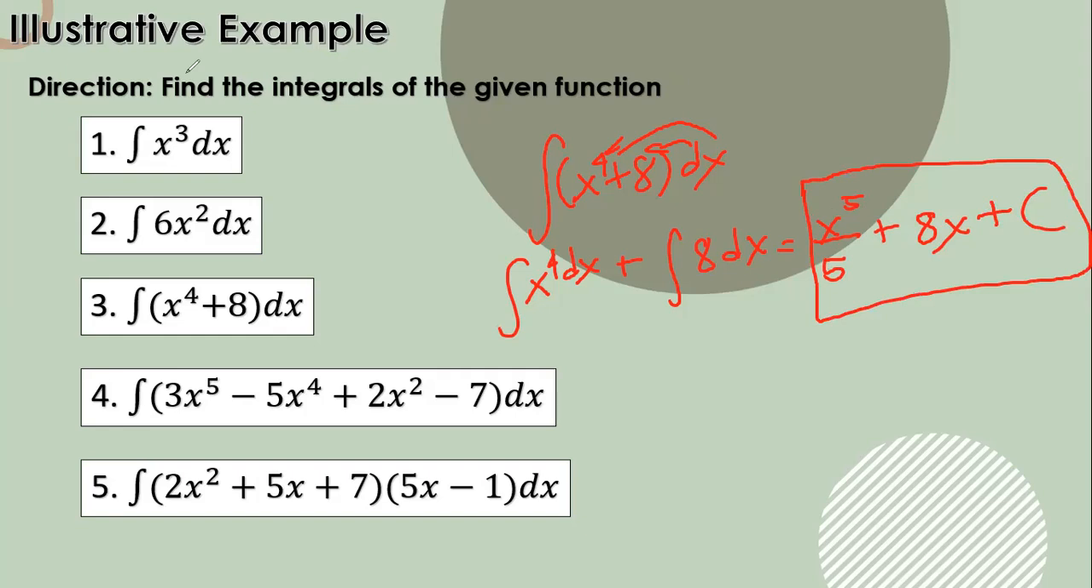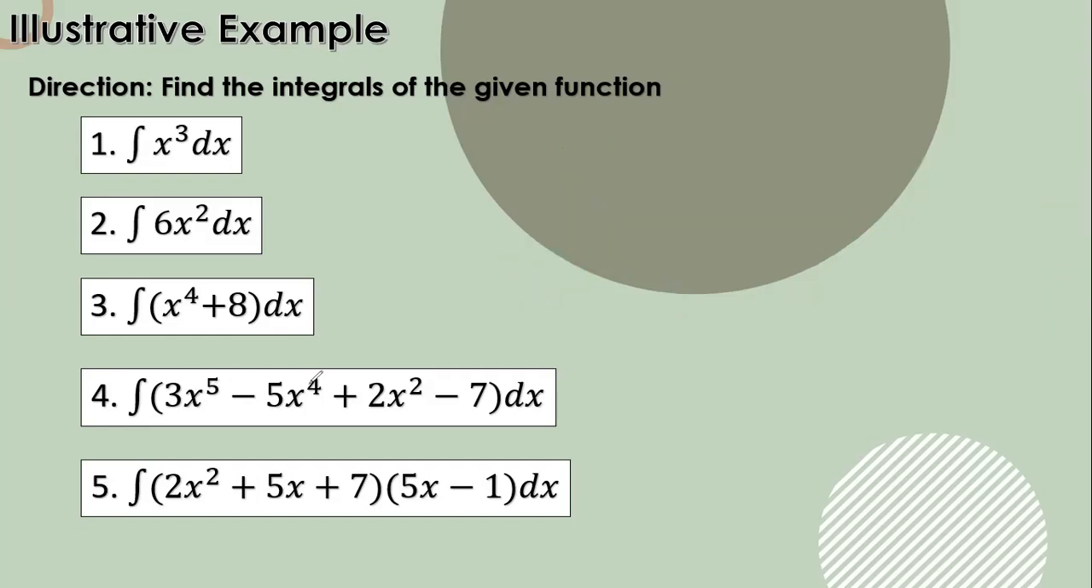Number 4, same idea, but we have 1, 2, 3, 4 terms. So number 4, the integral of 3x to the fifth dx minus the integral of 5x to the fourth dx plus 2x squared dx minus 7 dx.